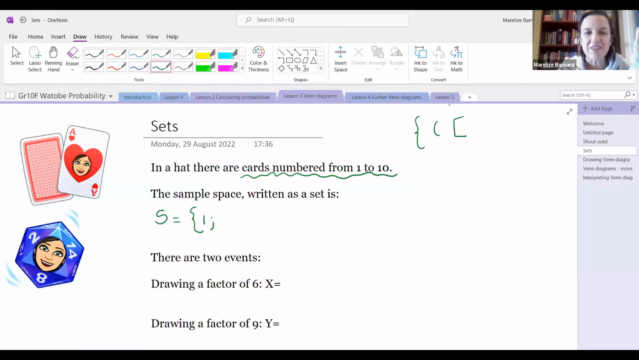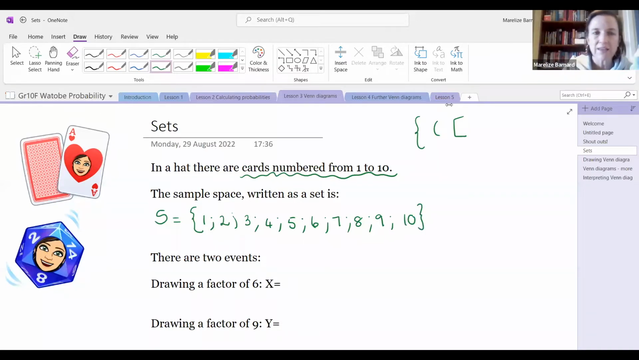So what are these cards? They are cards numbered from 1 to 10. So in our set, we are going to have those cards numbered from 1 to 10, and we're just going to list them. 1, 2, 3, 4, 5, 6, 7, 8, 9, and 10. And then we close our set. We're saying all these numbers go together. They're a set of numbers. And we put a curly bracket at the end.